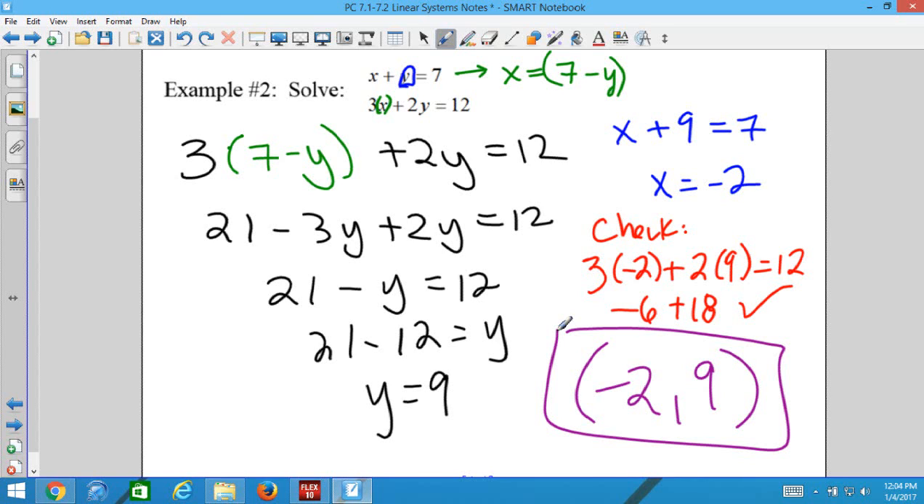Okay, I'm going to give you a moment to start the next one if you haven't started it yet. And then we'll go over it together, but it is the same thing. Do it by substitution. Don't use the method we haven't gone over yet. So you can get example 3.